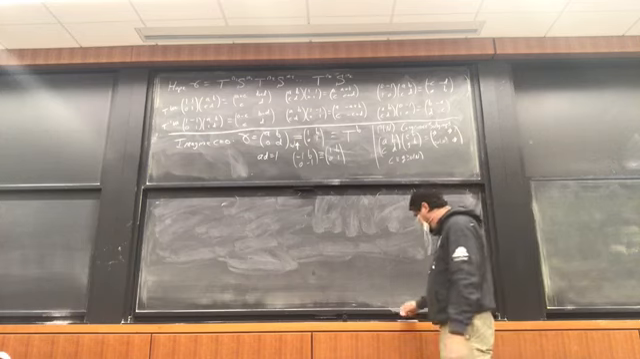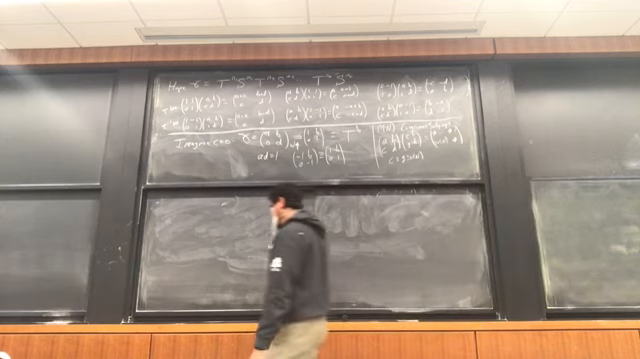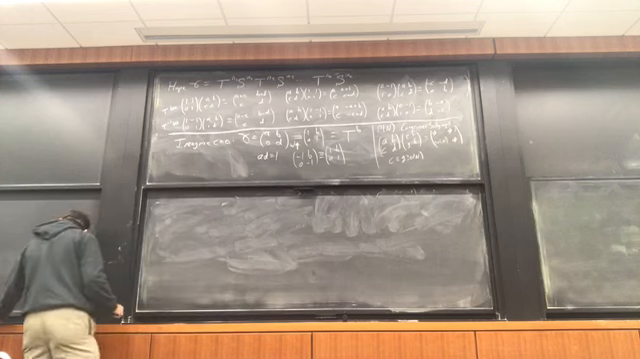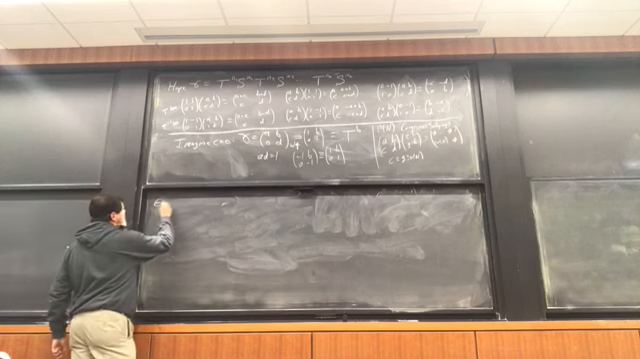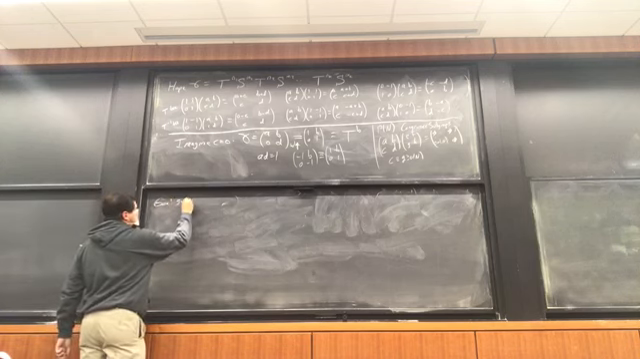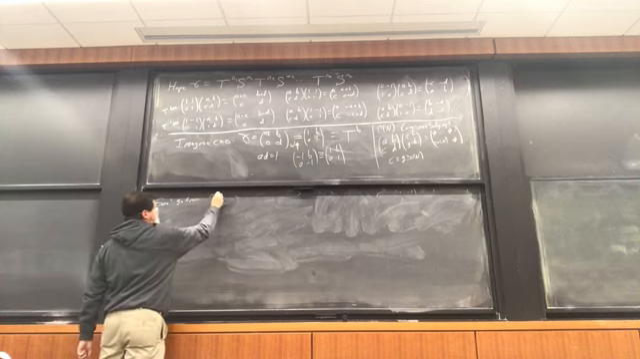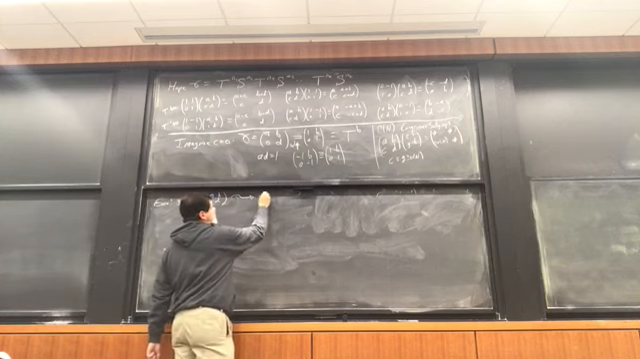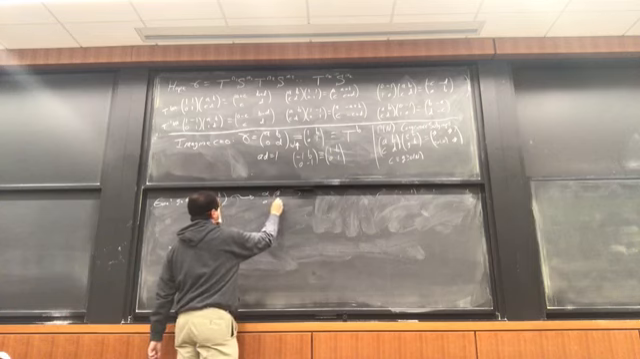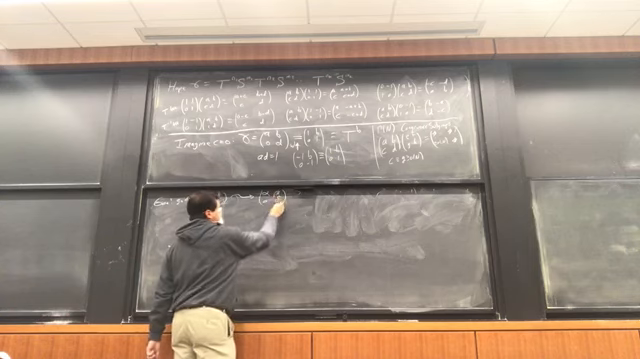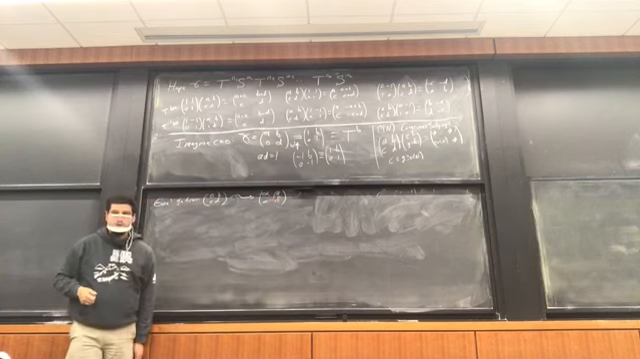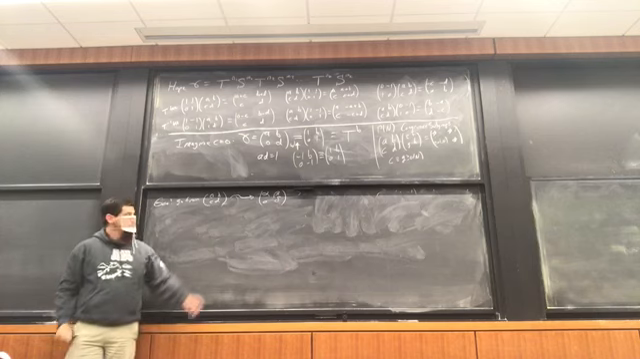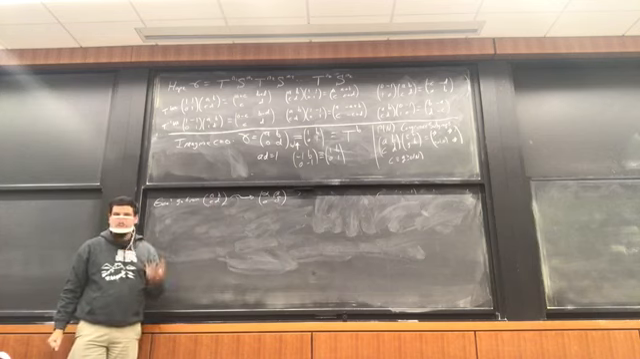And the goal is to go from A, B, C, D somehow to alpha, beta, 0, delta. That's what we're trying to do. We want to somehow get C down to 0.